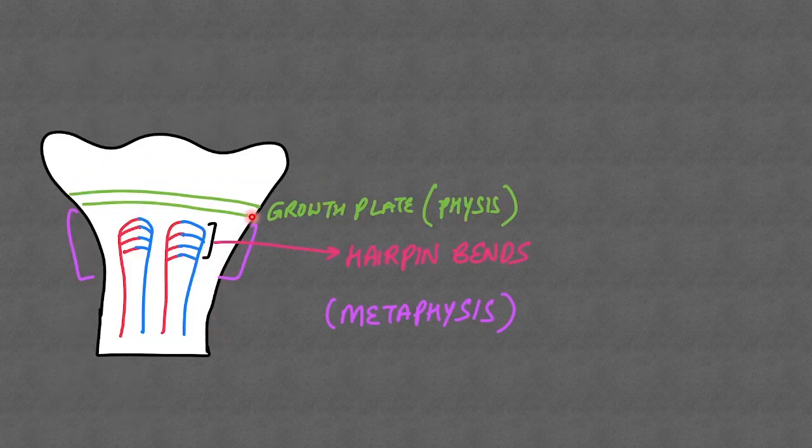Now this diagram shows the end of the bone. This part is the epiphysis. This greenish part here is the growth plate and just below it is the metaphyseal area. Now this area shows blood vessels. These are the arterioles which are coming and forming hairpin bend loops which are connected to the outgoing vein.